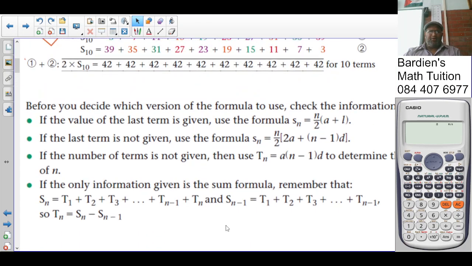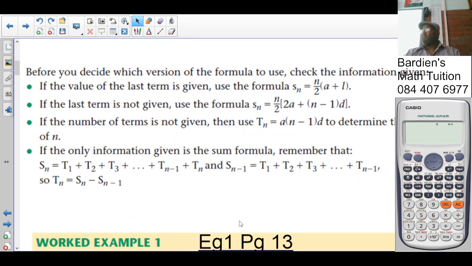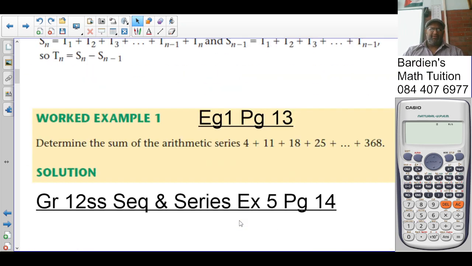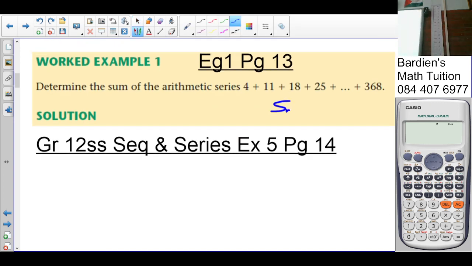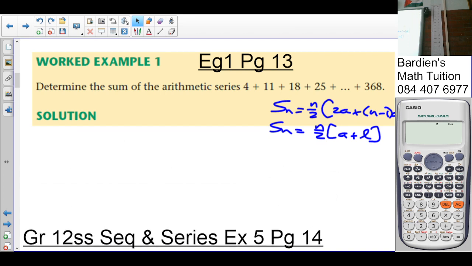So at this point, we are exposed to two sum formulas. Firstly, Sn is equal to n over 2 into 2a plus (n minus 1)d. Okay, that's the one formula. Whilst the other formula is Sn is equal to n over 2 into (a plus l), where l is your last term in the sequence.